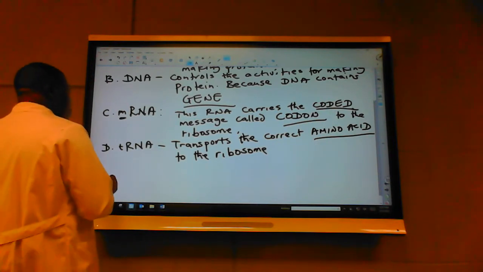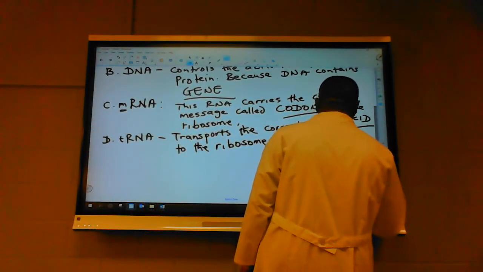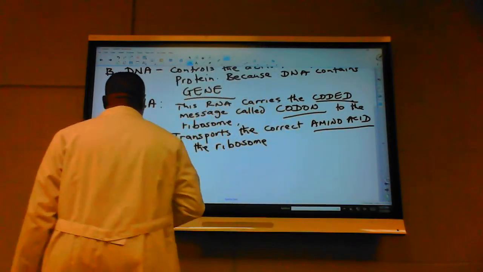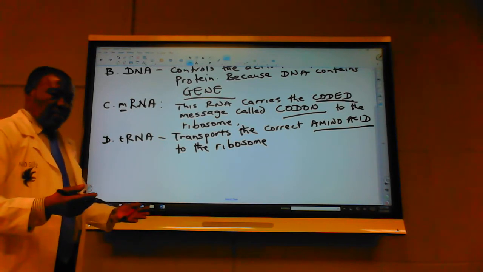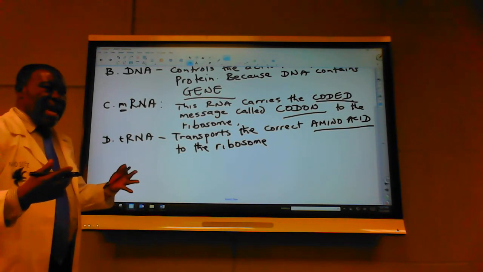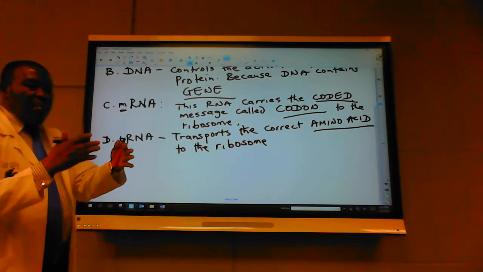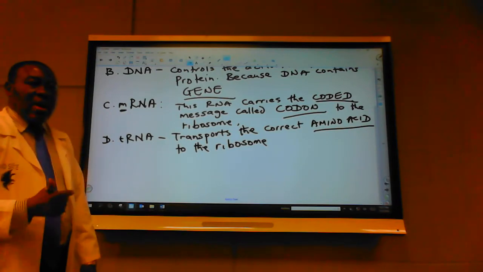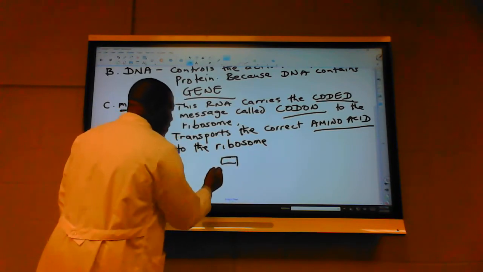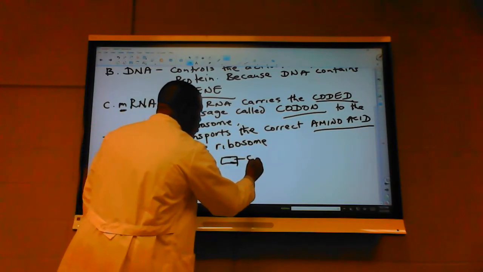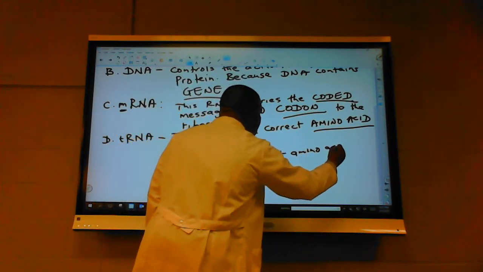Okay, before we leave, there is something also important about the tRNA. Why is the tRNA important in this process? Well, tRNA has what we call an anticodon. What the anticodon does is to read and break the code and select the correct amino acid. So this is what we drew before. So now this is tRNA. On the tRNA you have the correct amino acid.